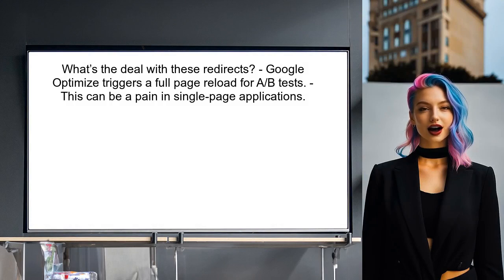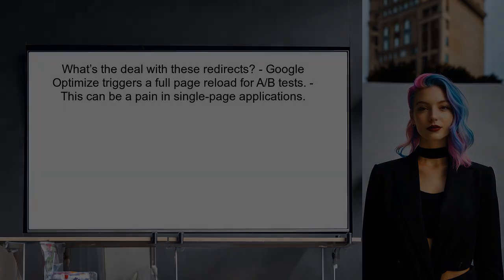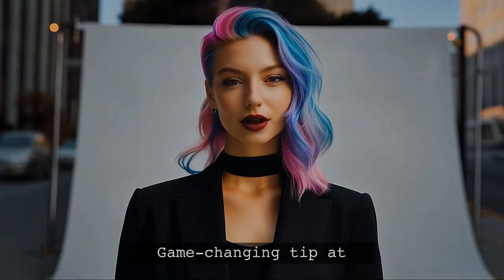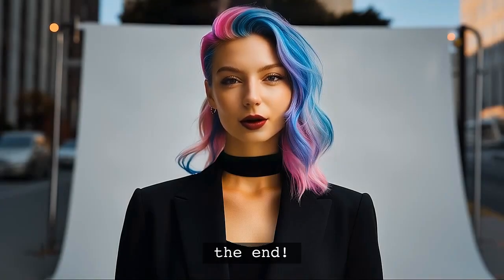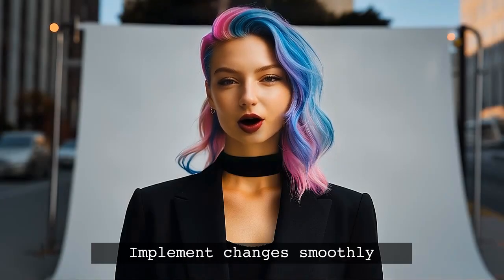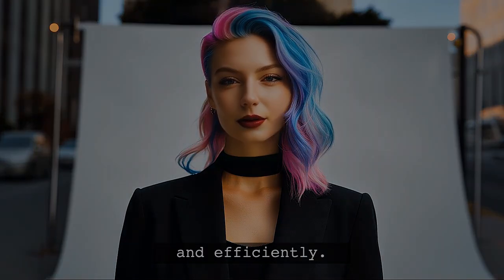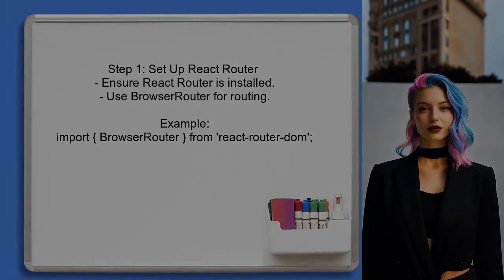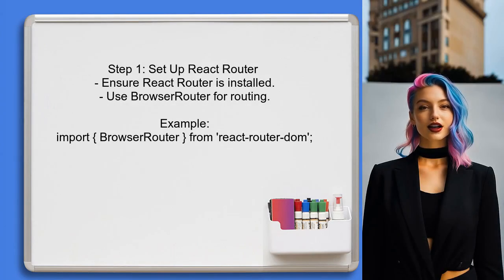When you set up A/B tests in Google Optimize, it often triggers a full-page reload when navigating to a new variant. This can be a real pain, especially in a single-page application where you want everything to feel instantaneous. Let's break down how we can tackle this. And stick around. I have a game-changing tip at the end that will help you implement these changes smoothly and efficiently.